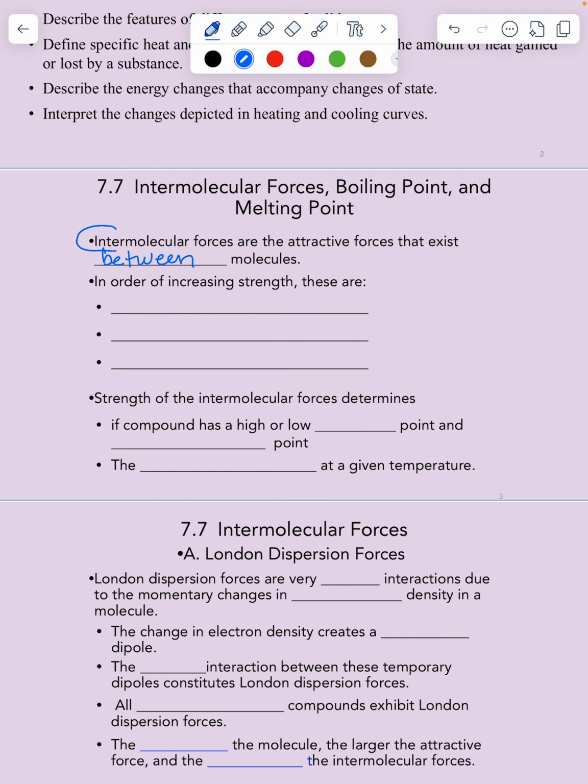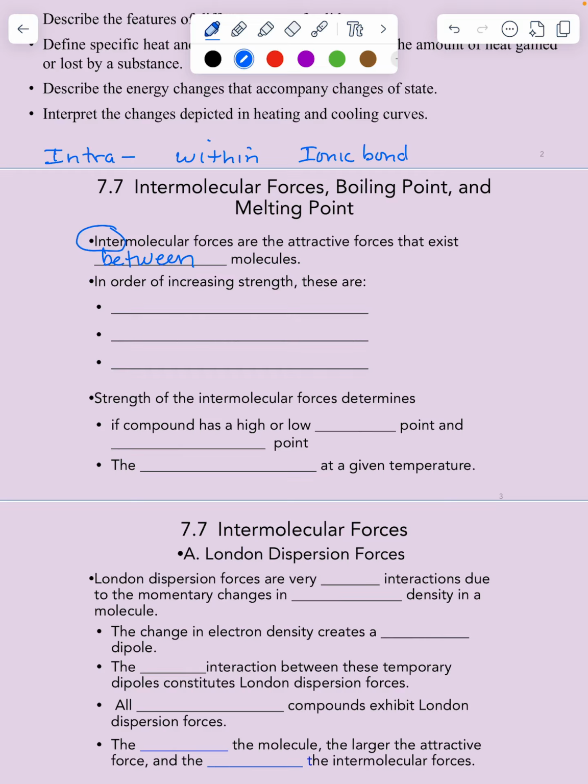The prefix inter means between. There is a very similar prefix, just differs by one letter. It's intra. And that means within. And so when we talk about bonds, like ionic and covalent bonds, these are the bonds between the atoms. So within the molecule, that's intramolecular. We've already talked about all of those. So now we're talking about something different. This is intermolecular, and these are between molecules.